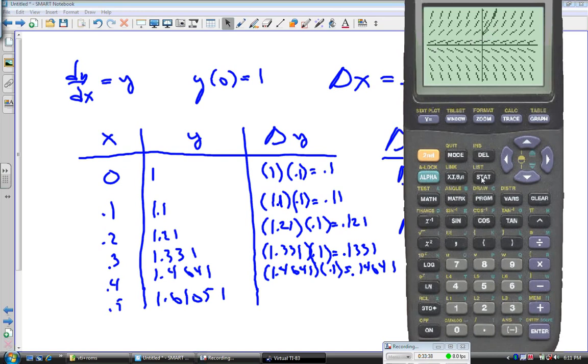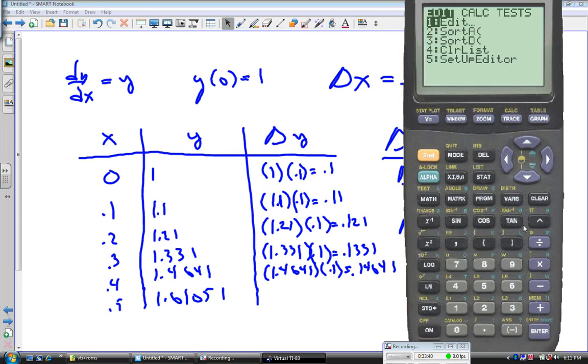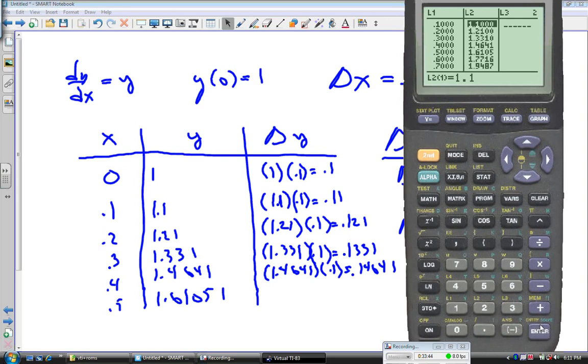But look what happens if we go to Stat, Edit. We stored all the x values that were calculated and all the y values that were calculated in L1 and L2. Okay, so note, except for the very first entry, which is the initial conditions, every other entry, the 5 iterations we did, they're here. 1.1, 1.21, 1.331, 1.4641, and so forth. Ta-da! So that's all you need to know about Euler's method.